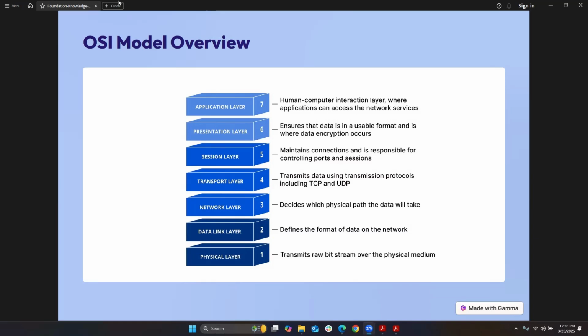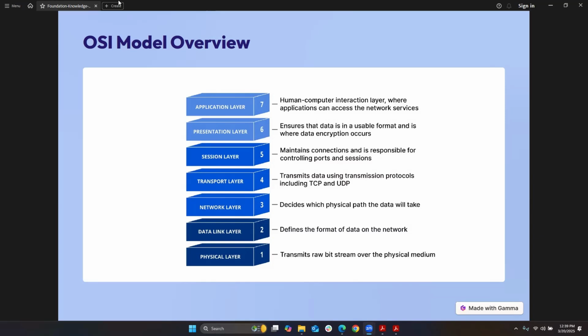It ensures reliable data delivery using protocols such as TCP and UDP, handling error detection and retransmission. UDP and TCP will be discussed later in this video. And the next layer is the network layer. It determines the best route for data to travel between devices. For example, IP addresses are used to uniquely identify the route to which the traffic needs to be directed.